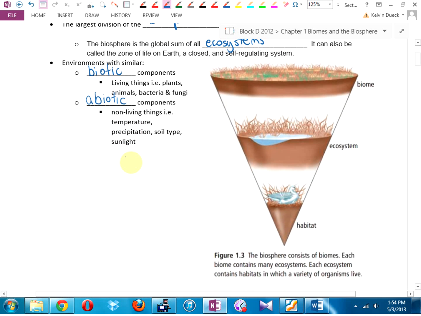So the biosphere is broken down into biomes, and biomes all contain smaller ecosystems, and ecosystems all contain smaller habitats. That's going from bigger to smaller to smaller. You can think of it like those old Russian dolls where one doll fits into another one, fits into another one. So the biggest doll would be the biosphere. The next biggest doll that fits into the biggest doll would be biome. And we go from there.